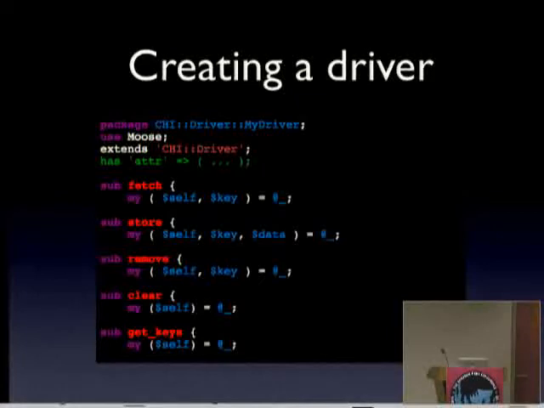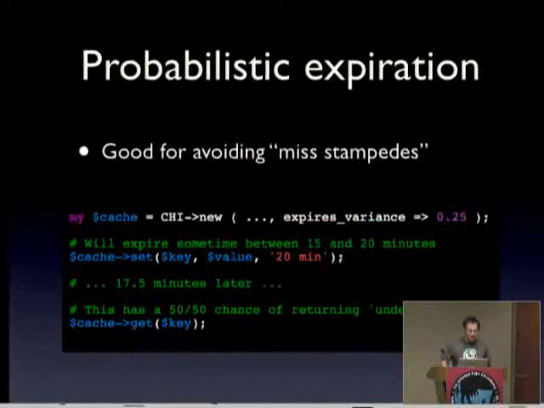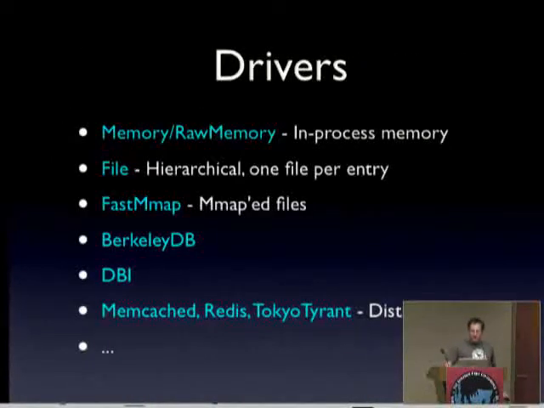Why do I have Moose on the slide? Because CHI is based on Moose, and these are Moose subclasses. At one point, it was possible to make a CHI driver without using Moose, and then I abandoned that effort. It still might be possible, but I just decided to buy into the Moose Kool-Aid and go with it altogether. And I highly encourage you all to do that too.